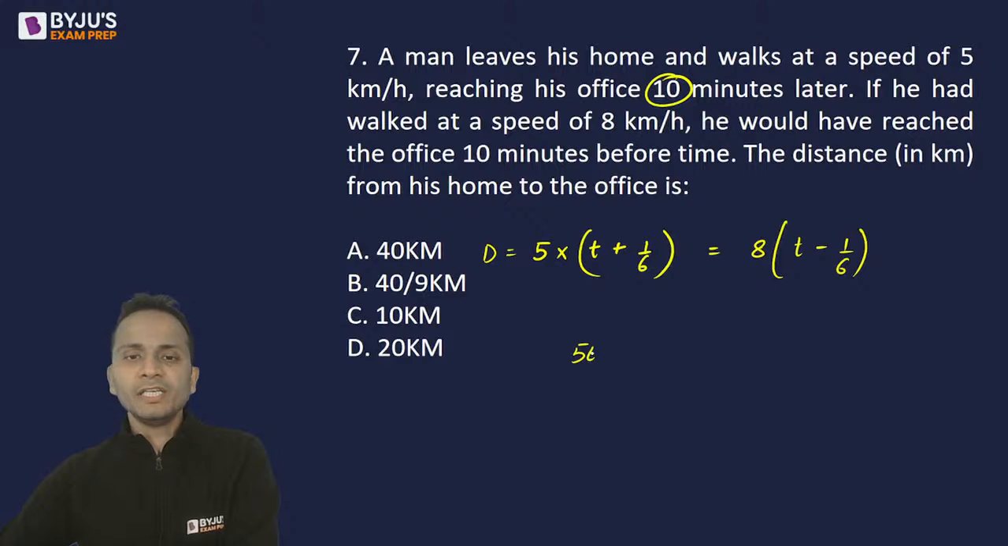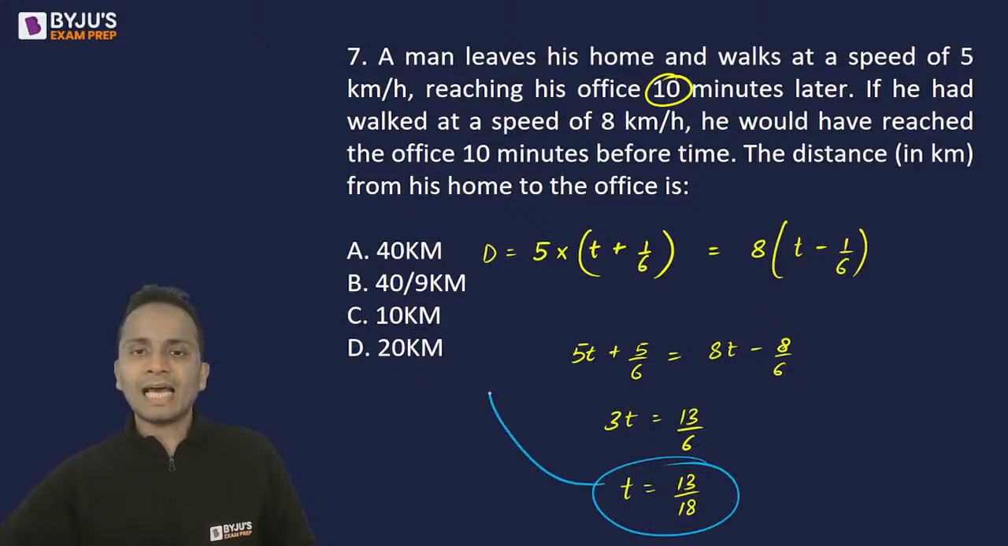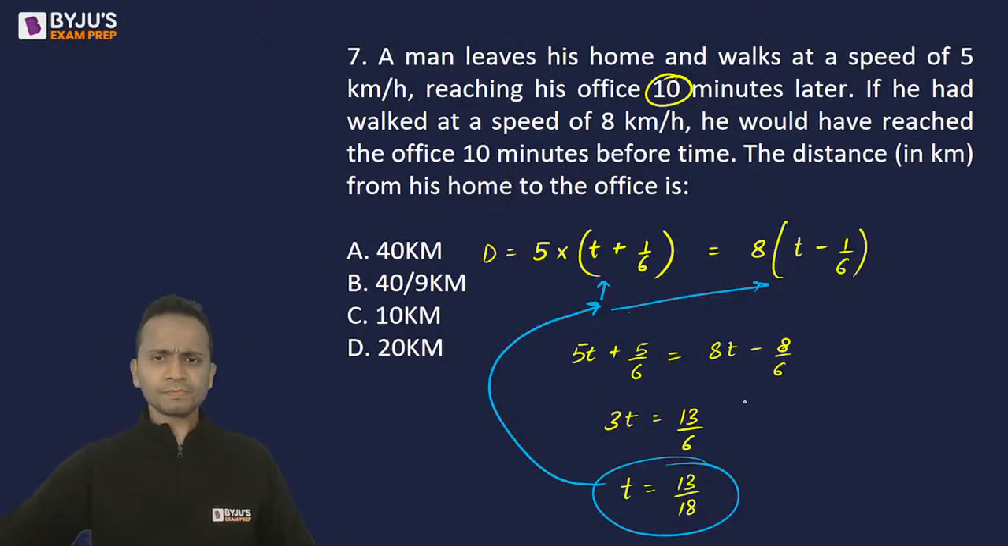So 5t plus 5 by 6 is equal to 8t minus 8 by 6. So I can say that 3t will be equal to 13 upon 6, or t is equal to 13 upon 18, right? So we have got the value of t. Now using this, you can find out the distance. So this value of t that we have calculated here can be substituted in any of these two expressions, this one or that one, to find out the distance between his house and his office.